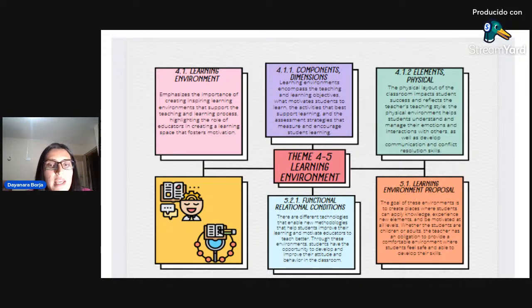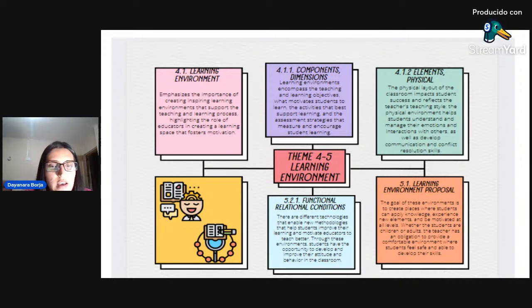The importance of having an excellent classroom for all students is emphasized, which should be decorated and related to what the teacher is teaching. It is mentioned that the attractiveness of bulletin boards, classroom hallways, materials, and supplies makes students feel happy, and that the physical arrangement of the classroom impacts their success. The physical environment reflects the teaching style, which motivates students and helps them understand and manage their emotions and interaction with others, as well as develop communication and conflict resolution skills.